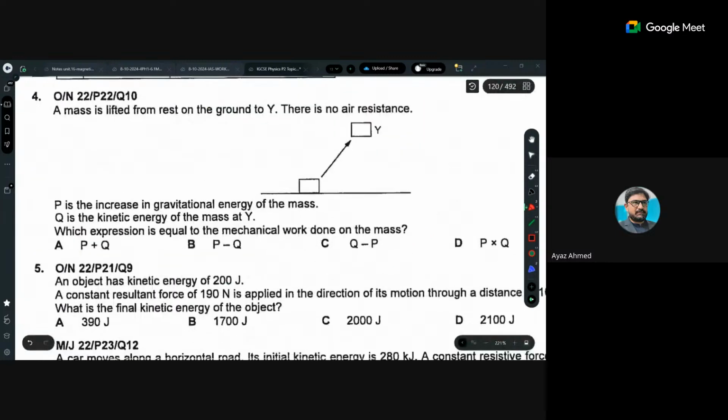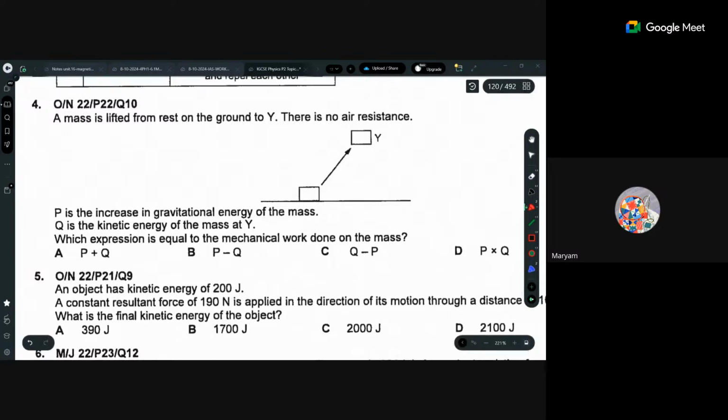Okay, is it clear to you? Yes, sir. Okay, then a mass is lifted from rest, no kinetic energy at all. Q is the kinetic energy of the mass at Y, which expression gives an equal mechanical work done by the mass. So here Q is the kinetic energy at Y. So it means work done is kinetic energy plus potential energy.